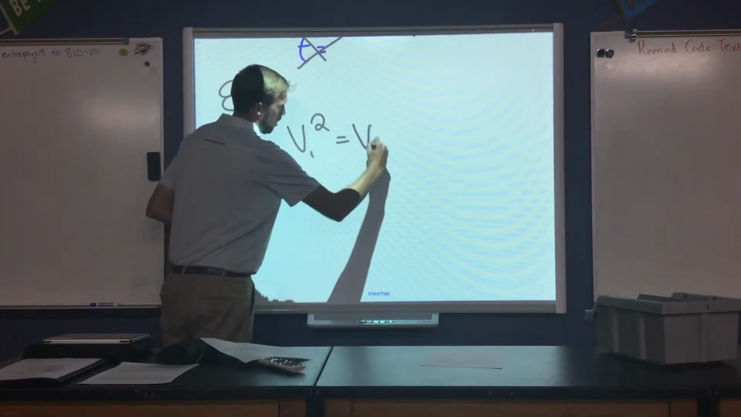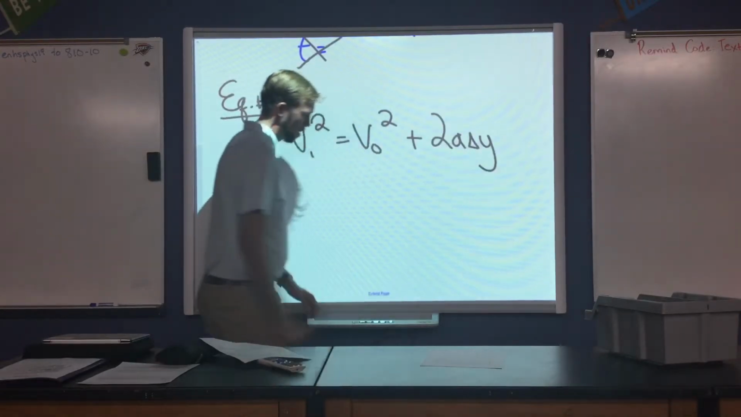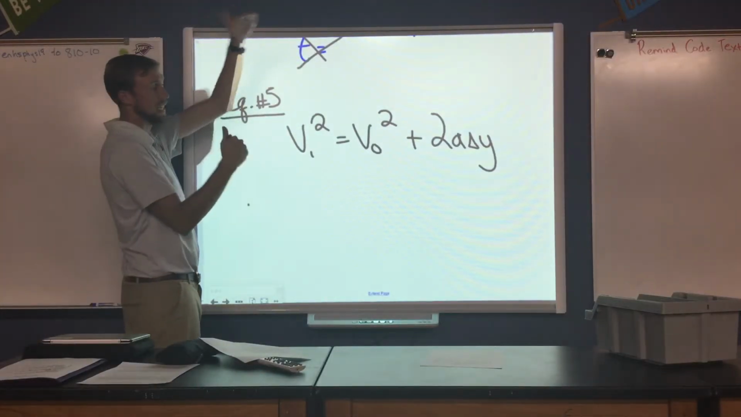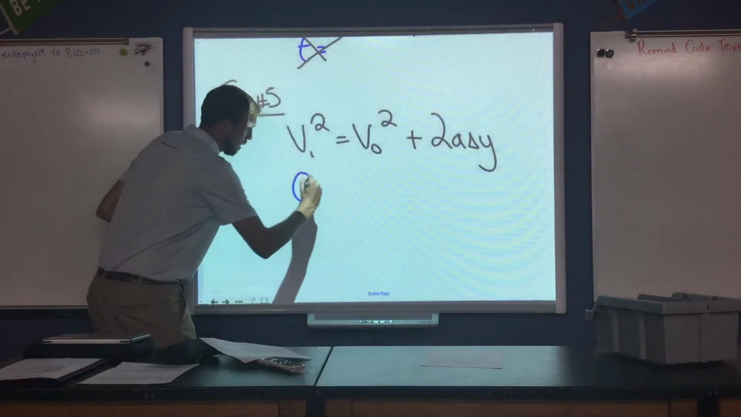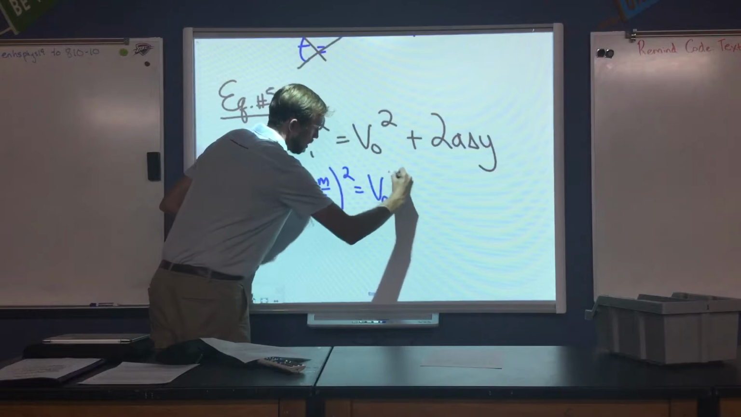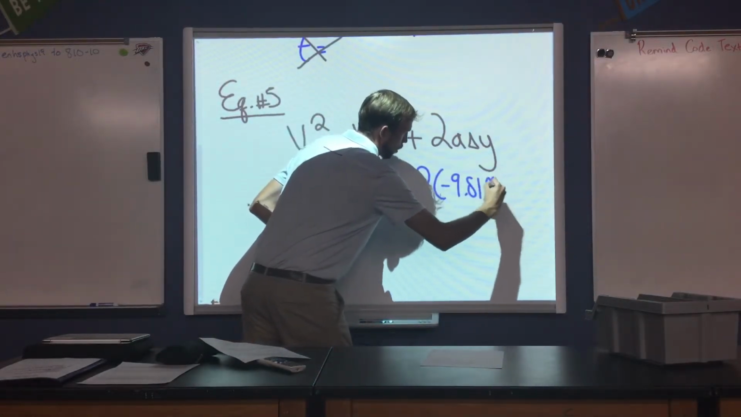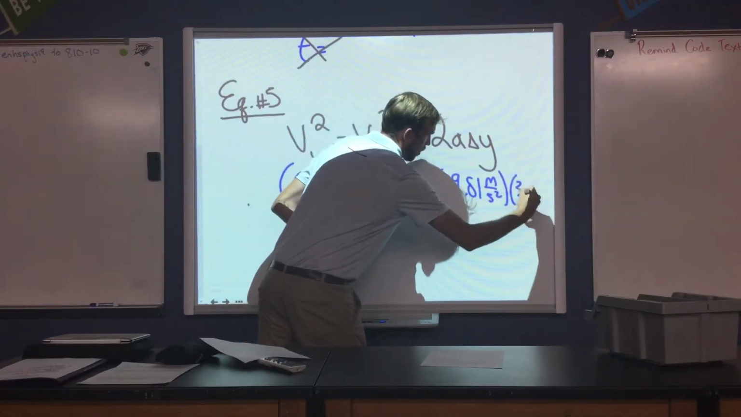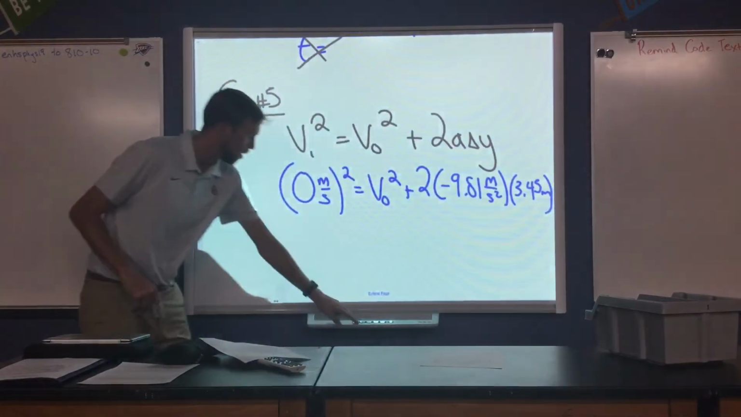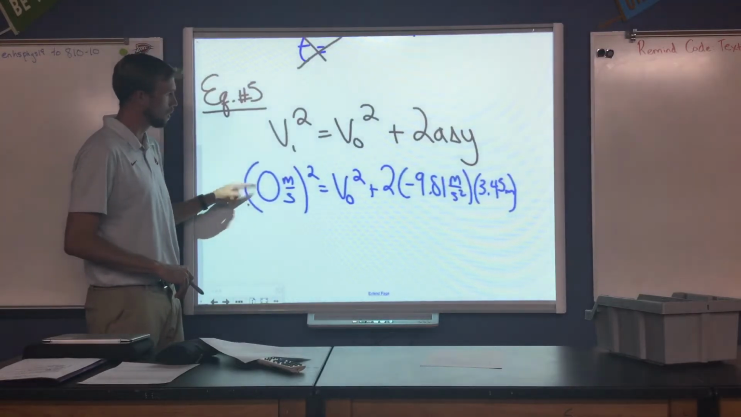v1 squared is equal to v0 squared plus 2a delta y. In this scenario, our v1 is 0 because we are stopped at the maximum height. So this would be 0 meters per second squared is equal to v0 squared plus 2 times negative 9.81 meters per second squared times 3.45 meters. Running out of space there, I'm sorry. Need to move this over a little bit.